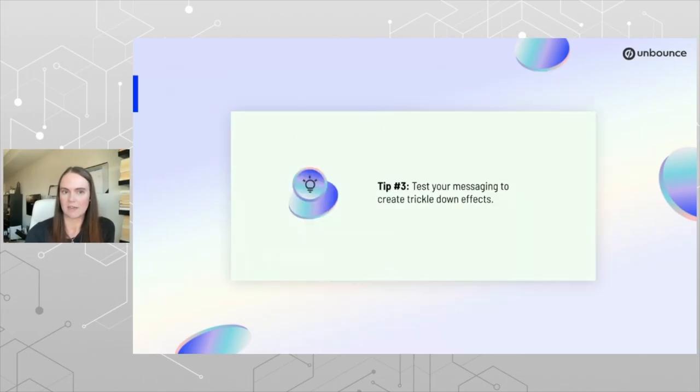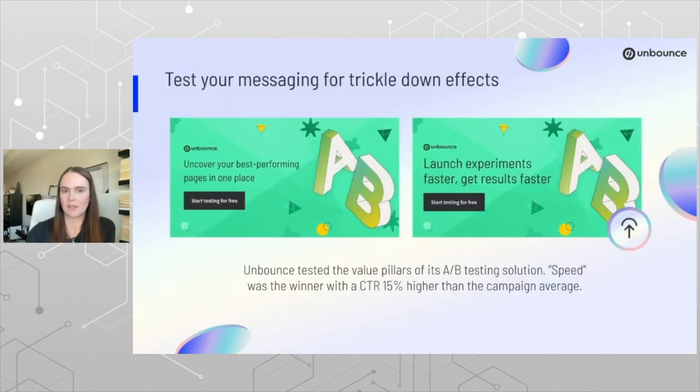Our final tip here is to test your messaging to create trickle-down effects. So as an example, our product marketing and content team worked together to test which pillar of our value proposition for our A/B testing product was most compelling. And your pillars highlight different aspects of your value proposition. And on the screen, you're going to see 2 of ours.